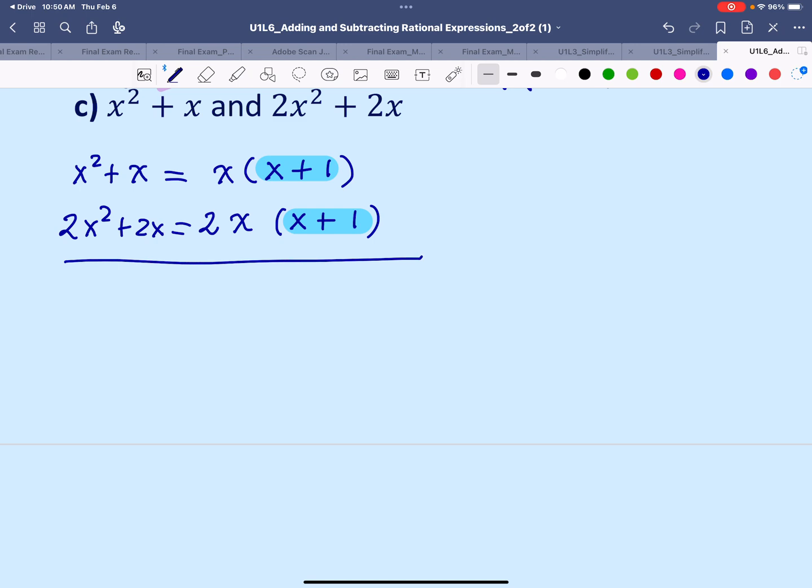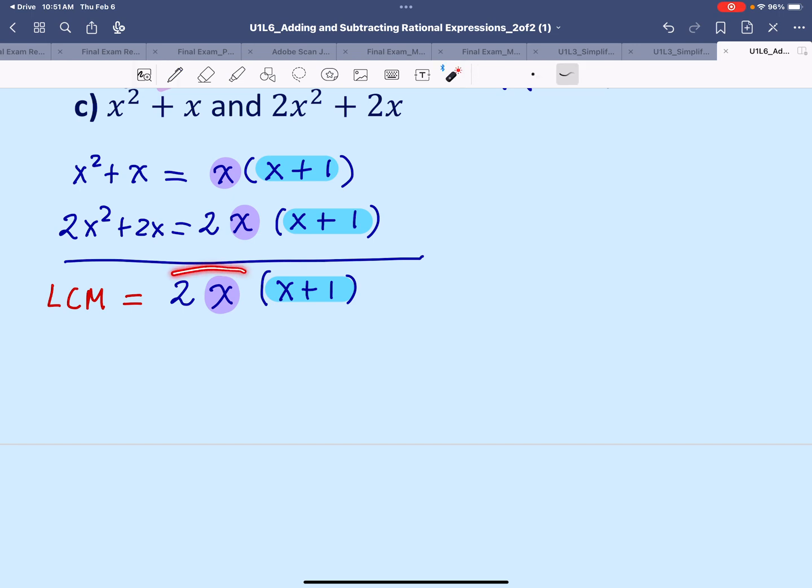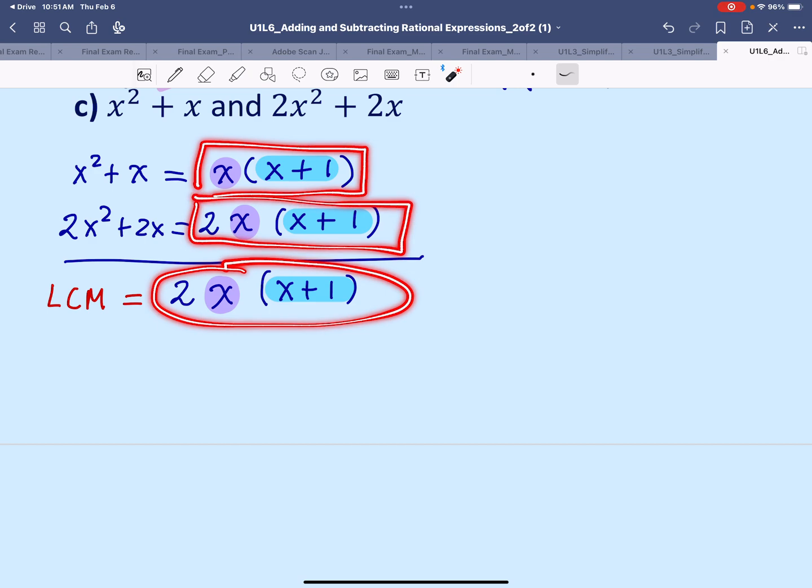So when we find the lowest common multiple of these two polynomials, we're going to say that we have a common factor of x. We have a common factor of x plus 1. And we also have a factor of 2. So the lowest common multiple is 2x times x plus 1, which means that this lowest common multiple, which is a polynomial, is divisible by each of the polynomials.